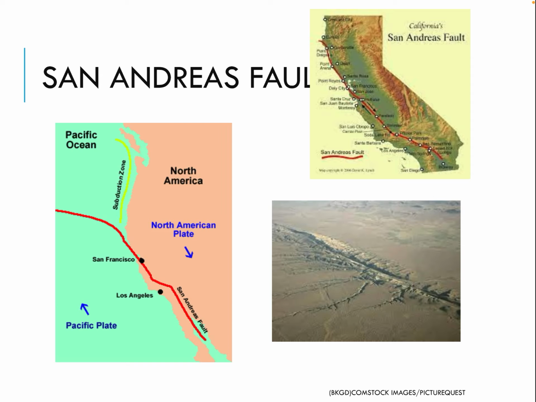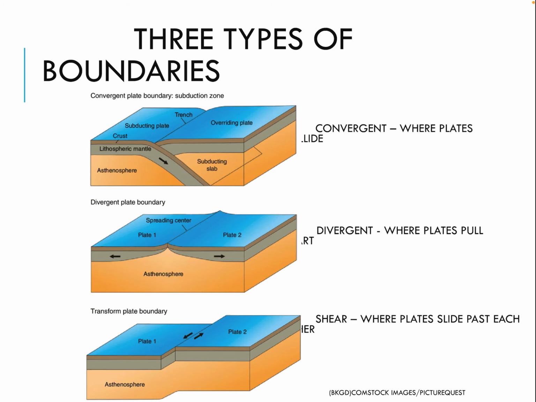Where does this happen? Well, it happens right here in California. The plate boundary runs down there on the red line. You can see the red line. And that is where the two plates are sliding and slipping past each other. So that's why that area is prone to many earthquakes. So again, the three types of boundaries are here, coming together, pulling apart, or sliding past each other.